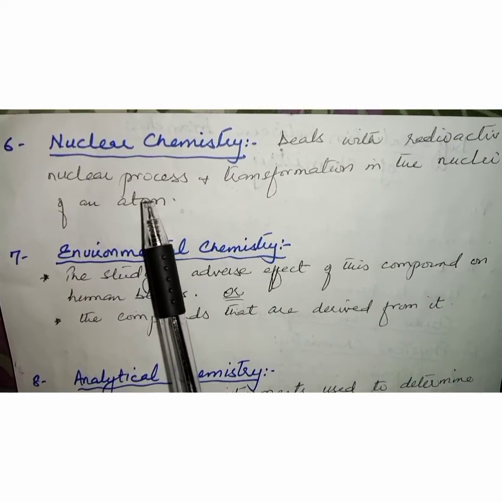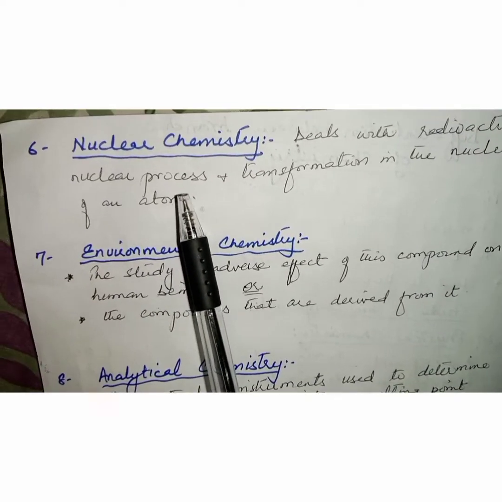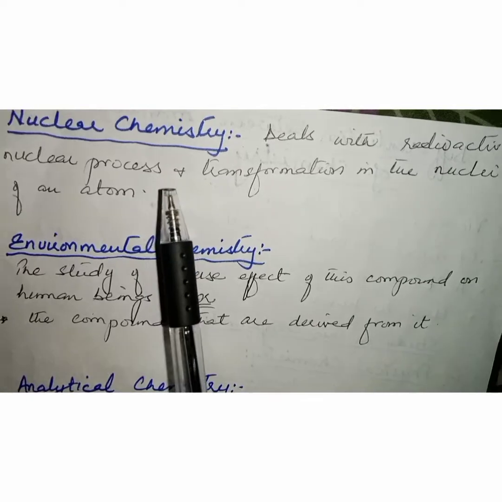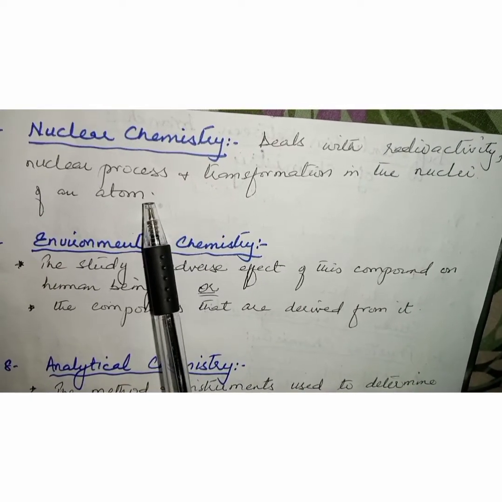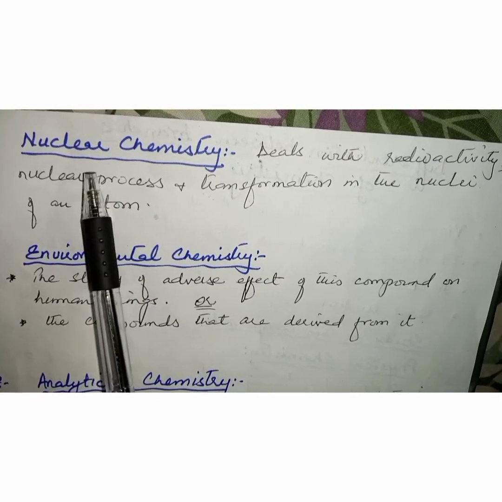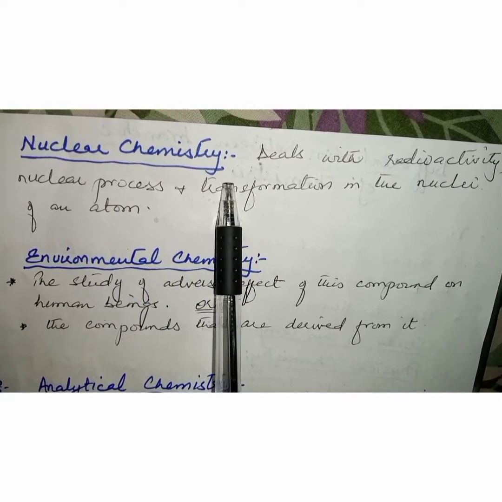Now, what is a nuclear process? A nuclear process is basically a nuclear reaction in which two nuclei collide in order to produce one or more nuclides. I hope, students, that nuclear chemistry is now clear to you.